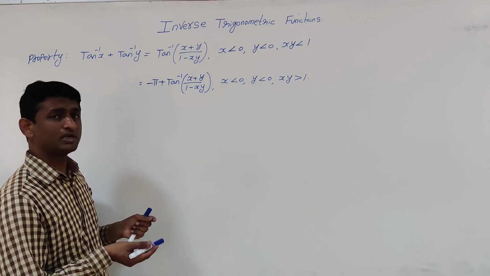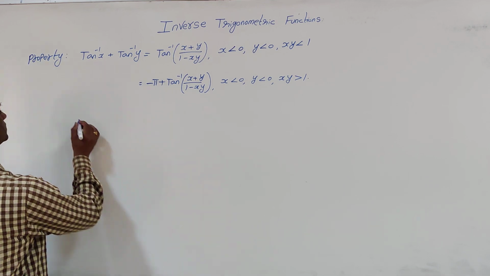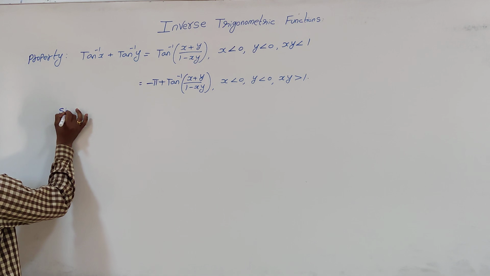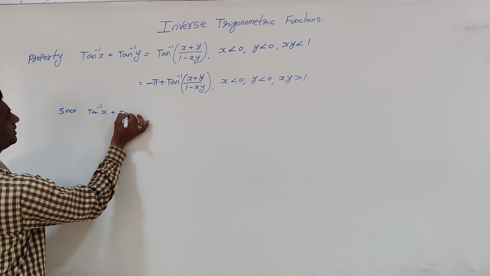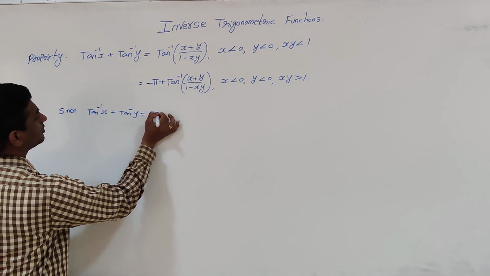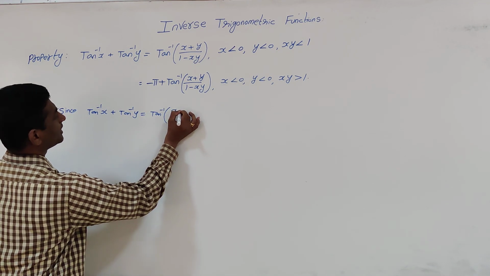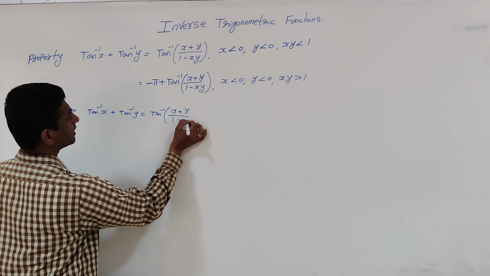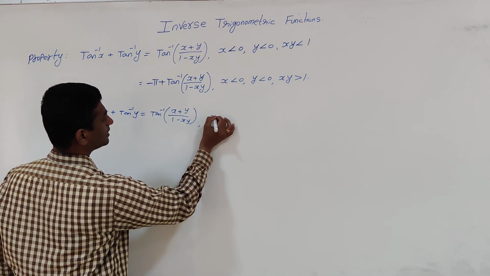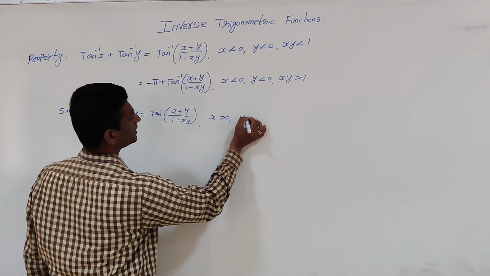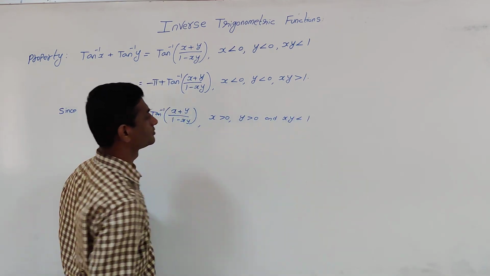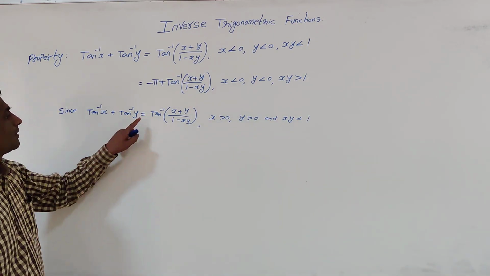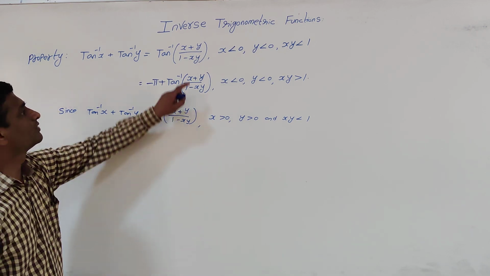So the property we have learned is that tan inverse of x plus tan inverse of y is equal to tan inverse of (x plus y) by (1 minus xy), when x is greater than 0, y is greater than 0, and xy is less than 1. Now we will apply this concept for this problem.